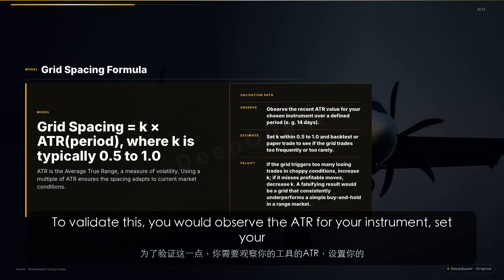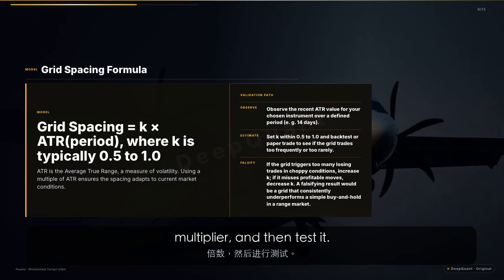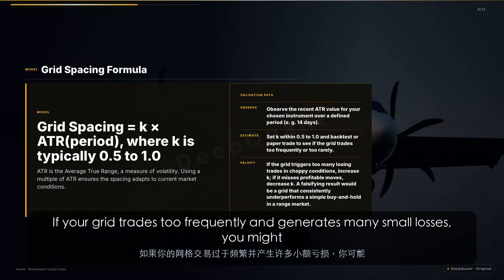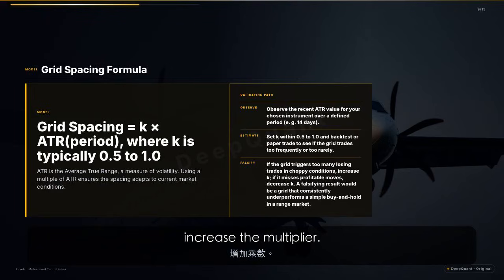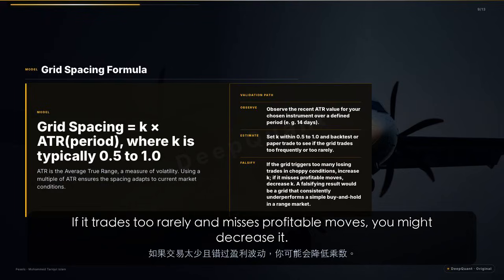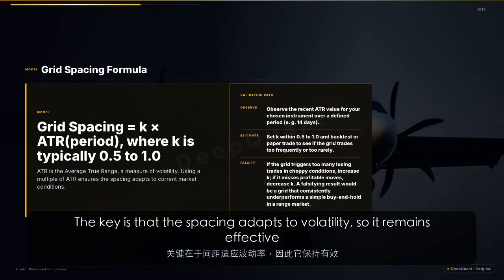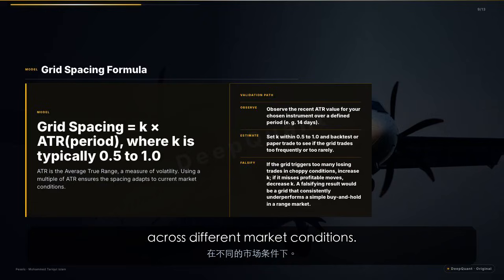To validate this, you would observe the ATR for your instrument, set your multiplier, and then test it. If your grid trades too frequently and generates many small losses, you might increase the multiplier. If it trades too rarely and misses profitable moves, you might decrease it. The key is that the spacing adapts to volatility, so it remains effective across different market conditions.